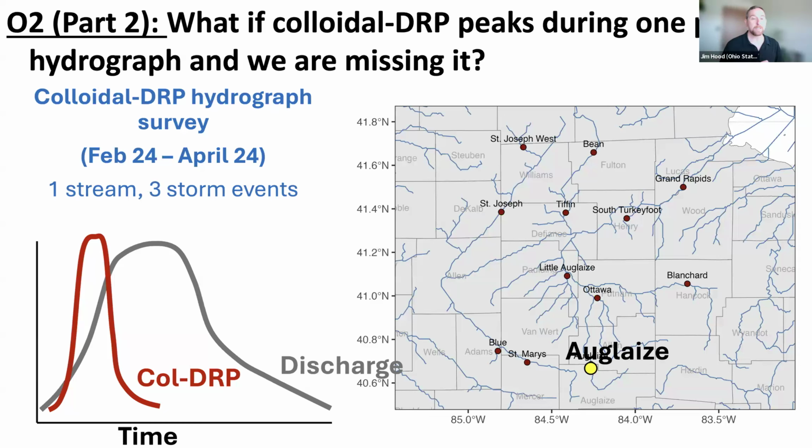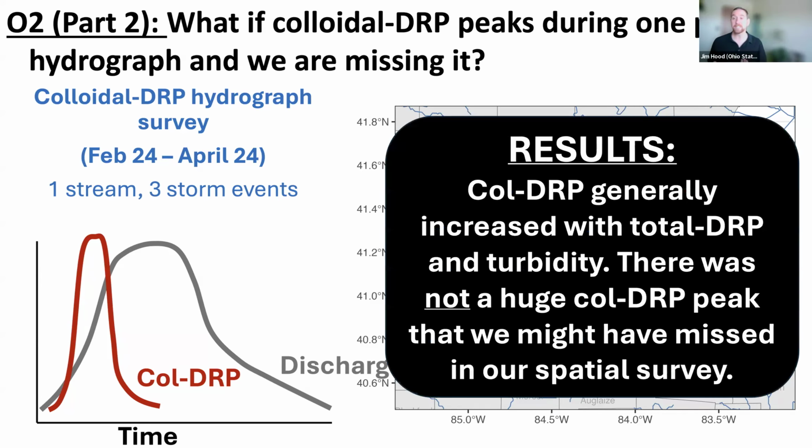We wanted to be sure of that, though. We were a little bit worried that during these storm events, as water goes up over time, DRP would also go up, but that colloidal DRP was peaking maybe before this or after this, and we were missing it. So Ashlyn went out and sampled the Algal River throughout these storm events, collecting samples every couple hours as the storm went through. She did this for 3 storm events. I don't have time to show you this, but the results showed that we weren't missing anything. Colloidal DRP was going up with total DRP, and there wasn't a huge problem.